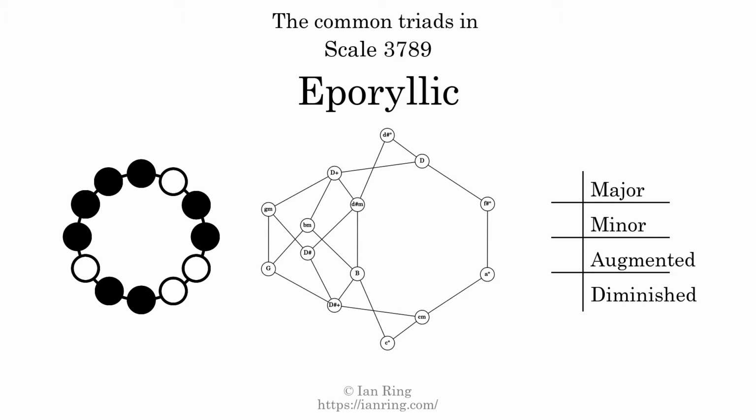The diagram in the center is a graph of parsimonious voice leading between triads. There are 4 major triads. There are 4 minor triads. There are 2 augmented triads. There are 4 diminished triads. Here is a Hamiltonian path of parsimonious voice leading that uses all the triads.